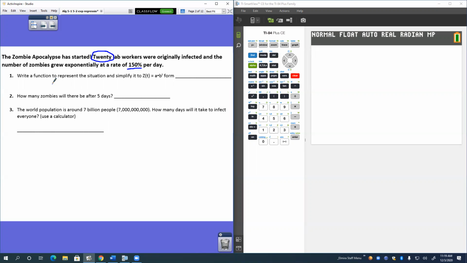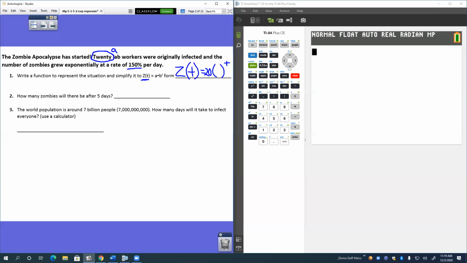So when we take a look at a problem like this, we have z of t, all right? That's the letters that they want you to use. So we have to use z of t equals, and then we're going to have a number and then parentheses to the t power. So our a value, remember it's a times b, b being in the parentheses. Our a value is our initial value. That's what we're starting off at. So that is 20. So I'm going to put a 20 in front of my parentheses as my a value.